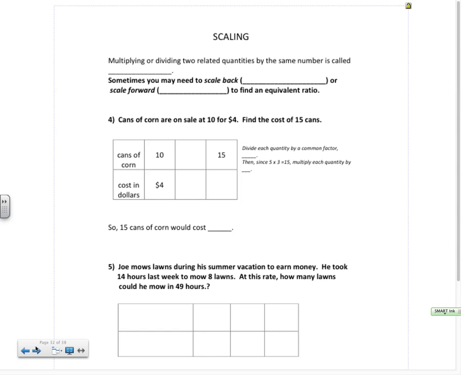What we're going to do is something called scaling. So we're going to multiply or divide, kind of going back and forth. Multiplying or dividing two related quantities by the same number is called scaling.